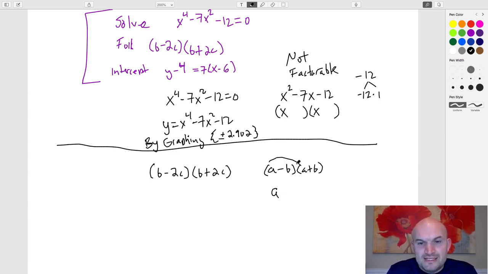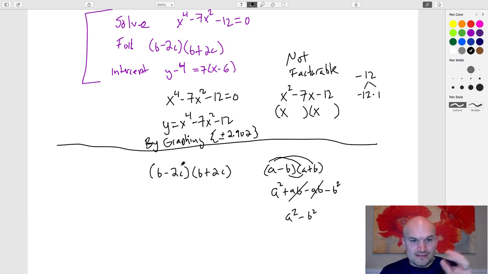This gets you to a times a, right? And then you do a times b. So this would be a squared, and then this would be plus ab, and this would be minus ab, as the order doesn't really matter, and then it would be minus b squared. So what you notice is the middle terms add to 0, and you're just left with a squared minus b squared. So you notice here that this is the same form.